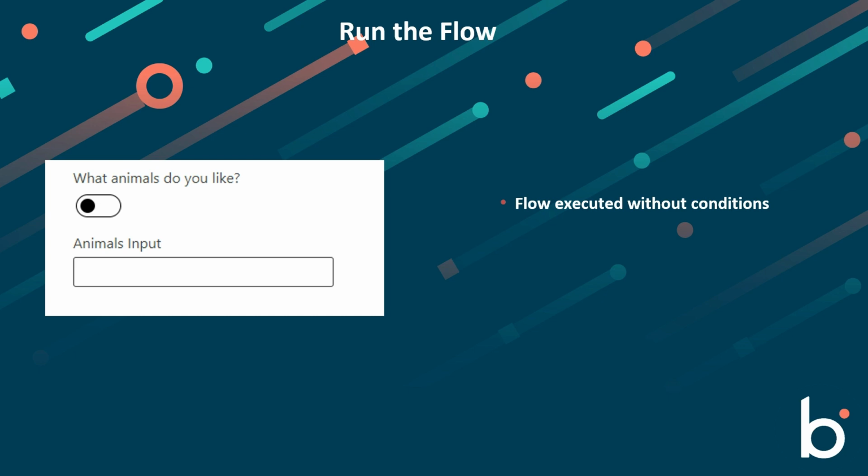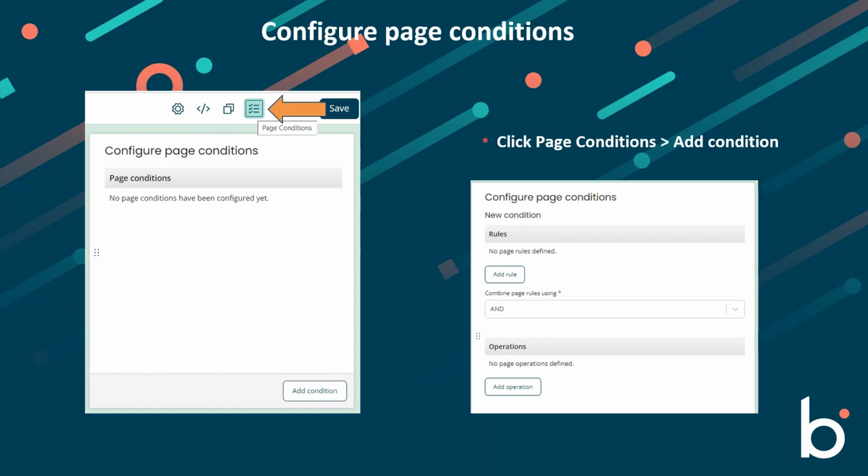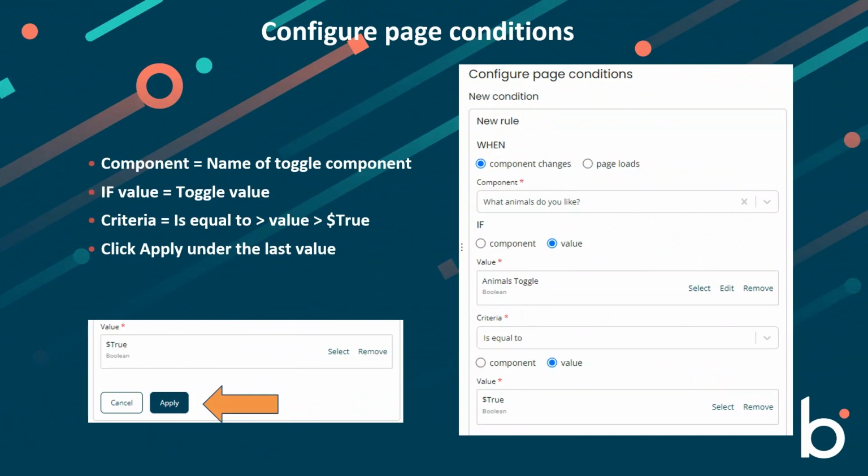Let's go back to our page layout configuration. Once you're back on your page layout, click on the page conditions and then click Add Condition. There will be a few steps to add here. First, we will click Add Rule. There are a number of values to enter here.